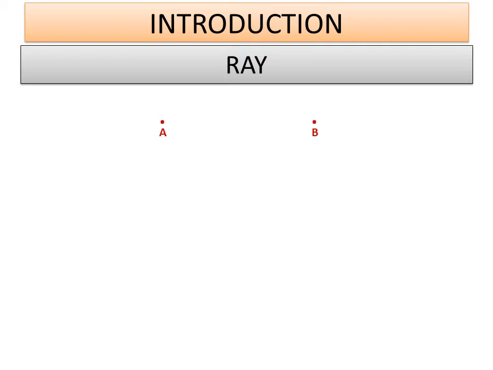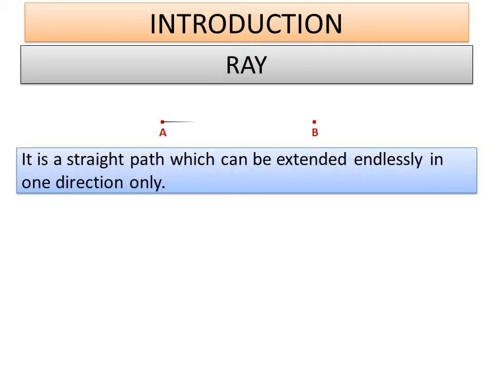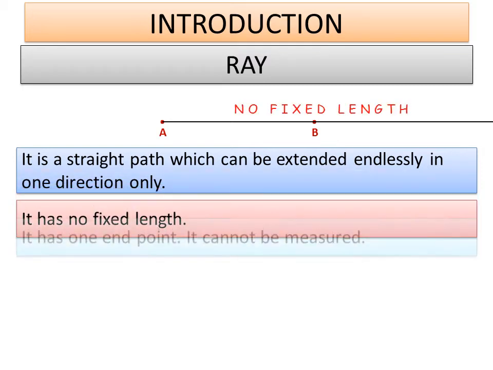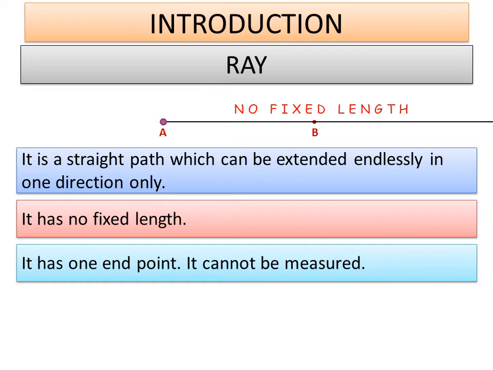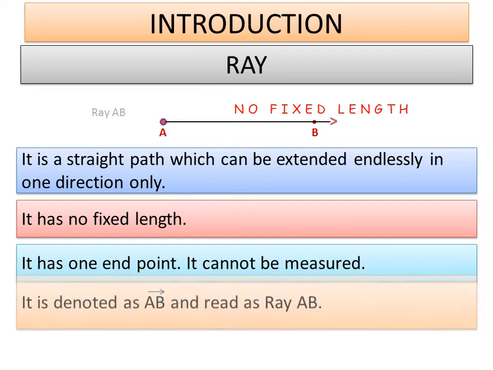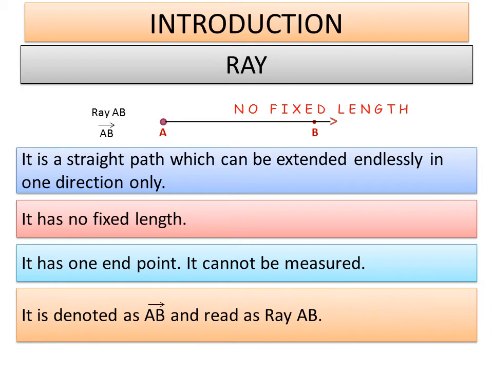The next is ray. It is a straight path which can be extended endlessly in one direction only. It has no fixed length. It has one endpoint. It cannot be measured. It is denoted as ray AB and read as ray AB.